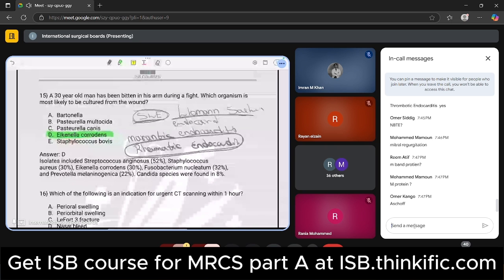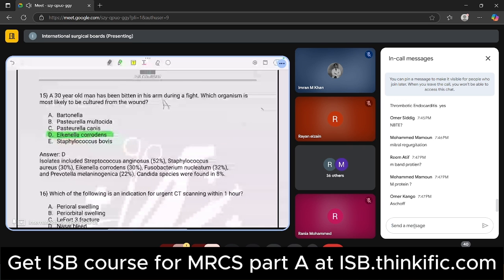Aschoff nodule. What is Aschoff nodule? Aschoff nodule is just a collection of denatured collagen fibers, macrophages, and lymphocytes. And the macrophages inside the Aschoff nodule are a very characteristic type of macrophage. I'm about to be impressed by someone. Please tell me, what's the name of that macrophage in Aschoff nodule?